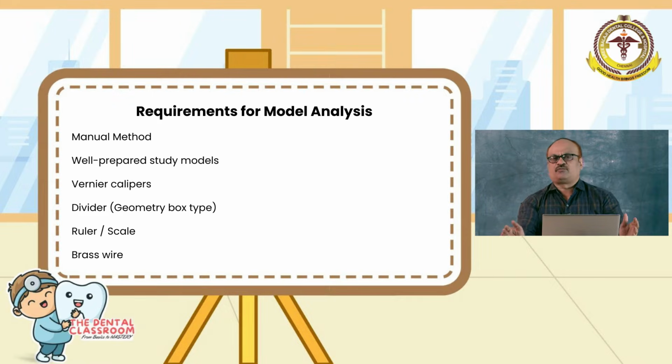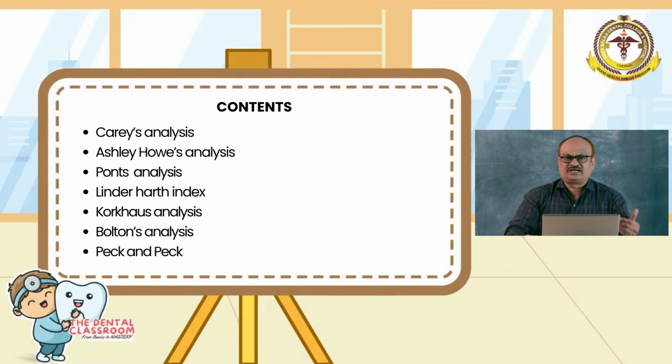For the requirements of model analysis, if you do it manually, you need a well prepared model without any bubbles or air spaces, a vernier caliper or at least a measurement scale, and a divider, the divider available in our geometry boxes, and of course a brass wire or at least any ligature wire to measure the arch form or arch length. As I discussed earlier, I am going to talk about one by one all these analyses which come under our discussion now.